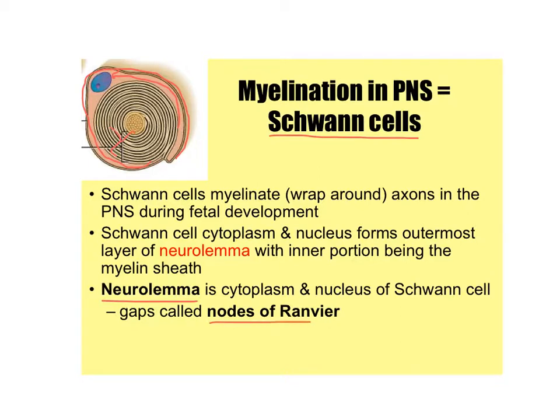Remember the nodes of Ranvier, those are the gaps that the nerve impulse jumps from gap to gap to gap, which helps speed up the nerve impulse. And I'm fairly certain you don't need to know it, but the Schwann cells myelinate or wrap around the axons of the peripheral nervous system during fetal development before you're born. And that's basically what you need to know about Schwann cells. Just remember they work on one neuron, not multiple neurons, and they work in the PNS, peripheral nervous system. Those are the two main things you need to know.